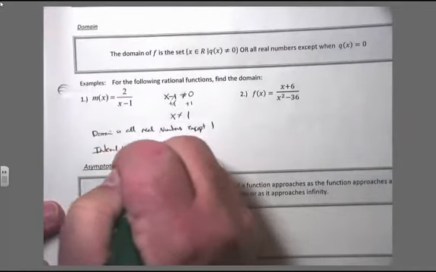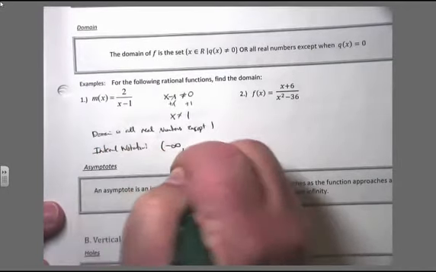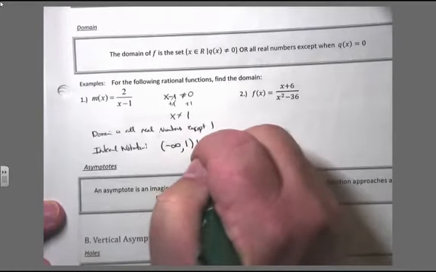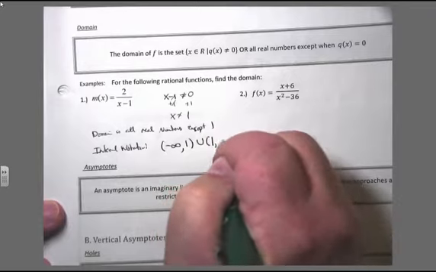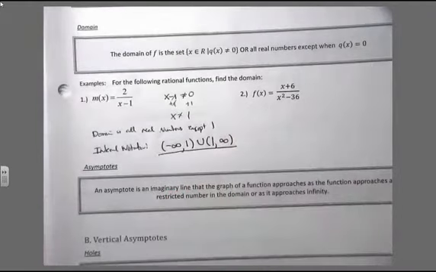Interval notation. Parentheses, negative infinity, 1, close parentheses, union, open parentheses, 1 to infinity. This is how you would write it. You got to skip over 1. So you use that big old union symbol through your little keypad thing there. Does that make sense? All real numbers except 1.